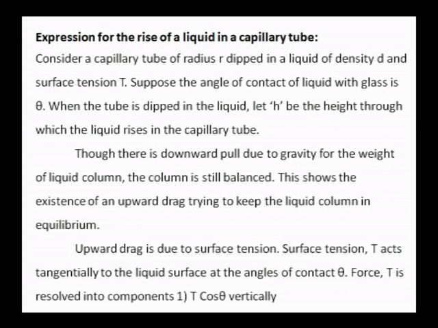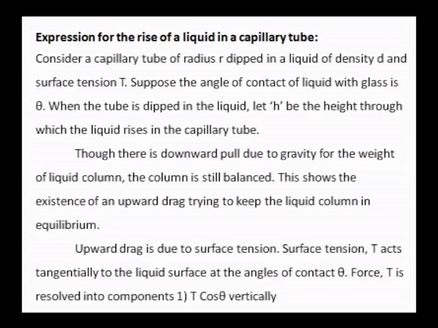Now, let us consider a capillary tube of radius R dipped in a liquid of density D and surface tension T. Suppose the angle of contact of liquid with glass is theta when the tube is dipped in the liquid. Let h be the height through which the liquid rises in the capillary tube. Though there is a downward pull due to gravity for the weight of the liquid column, the column is still balanced. This shows the existence of an upward drag trying to keep the liquid column in equilibrium. The upward drag is due to the surface tension of the liquid.